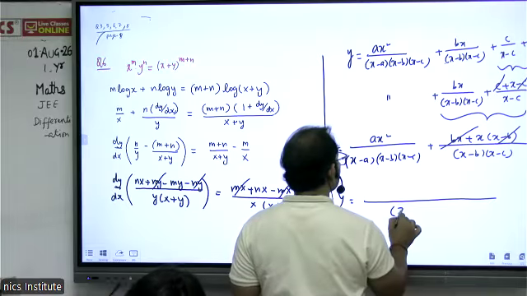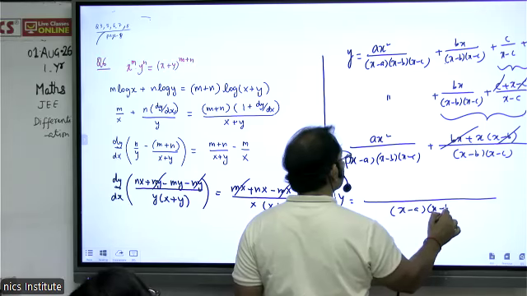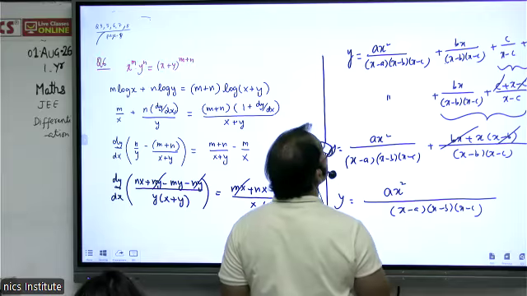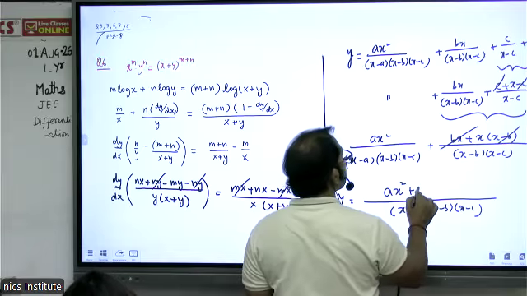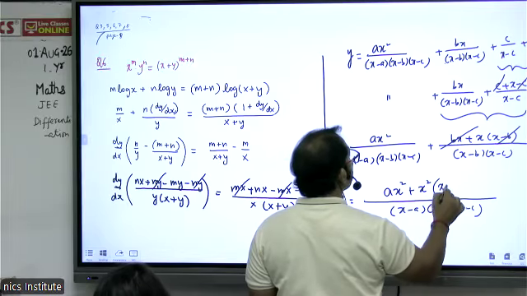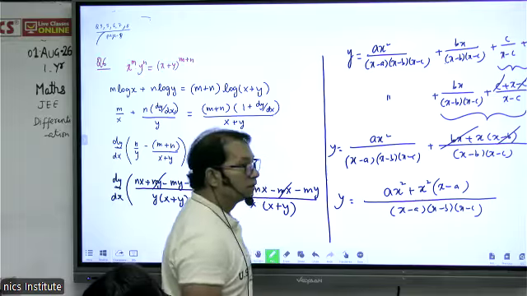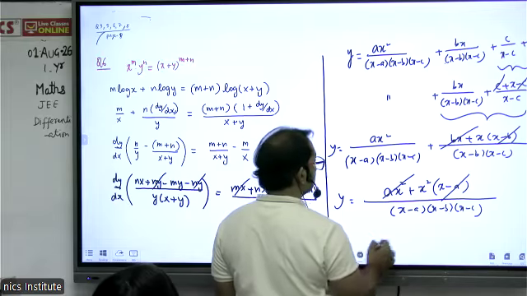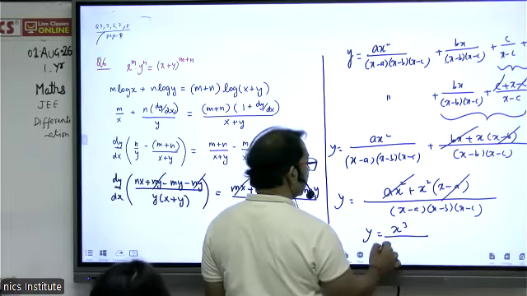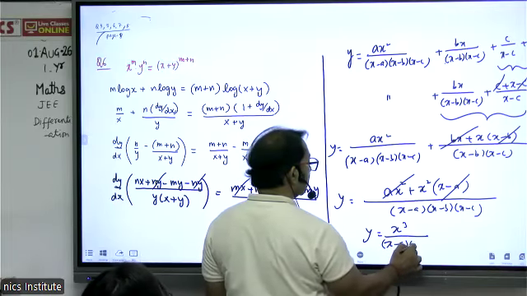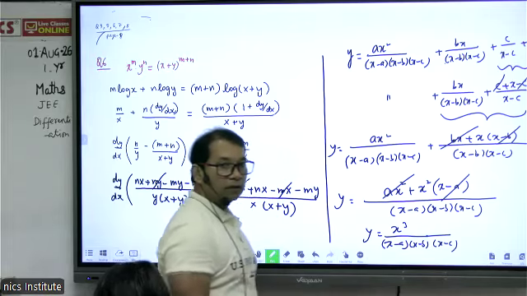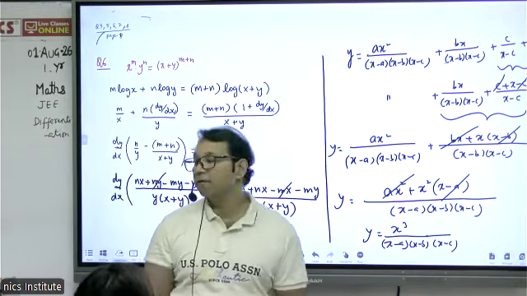So this is x minus a, x minus b, x minus c. This is x square plus x square is also left here, x minus a. तो ये कट जाएगा अब। So finally get y is equal to x cube divided by x minus a, x minus b, x minus c. Now we take log, apply the property of log, and then differentiate.